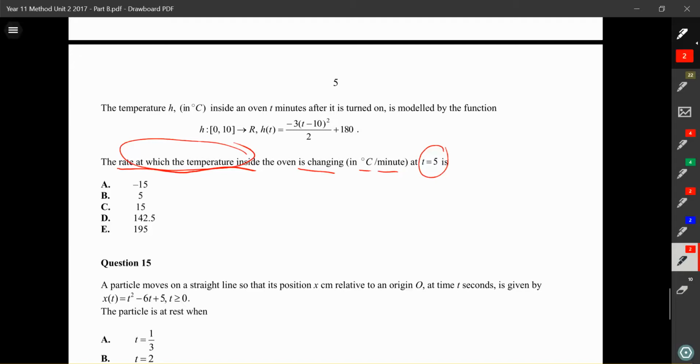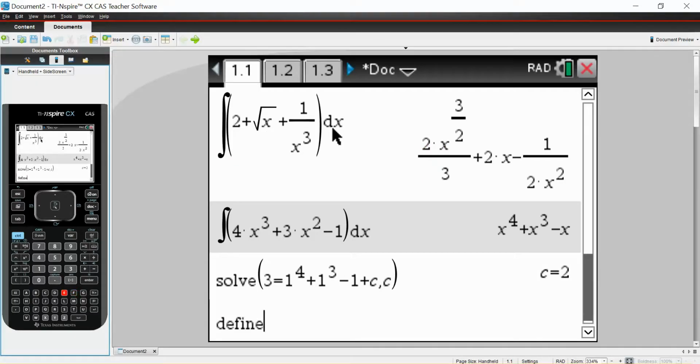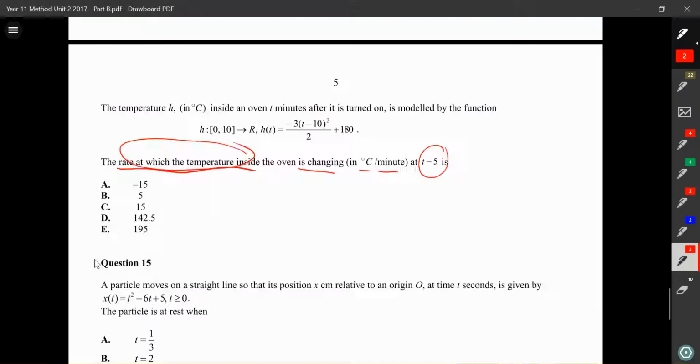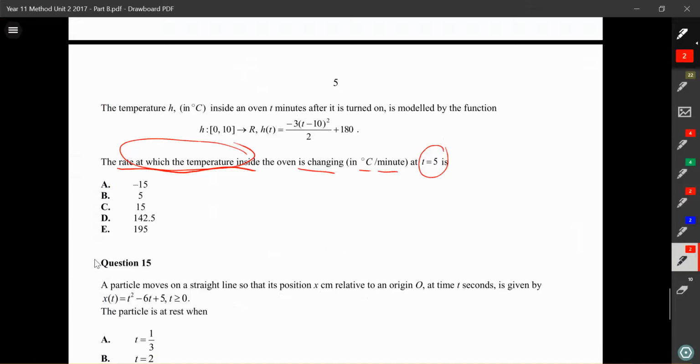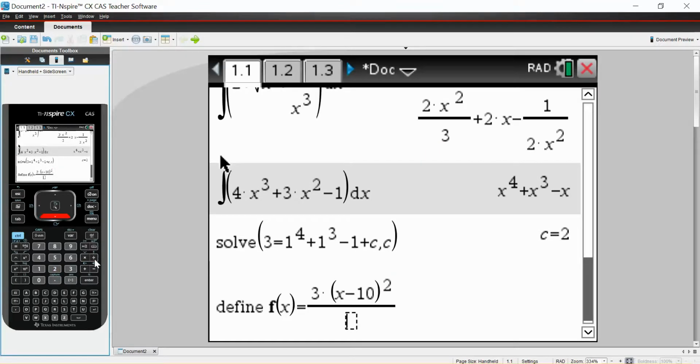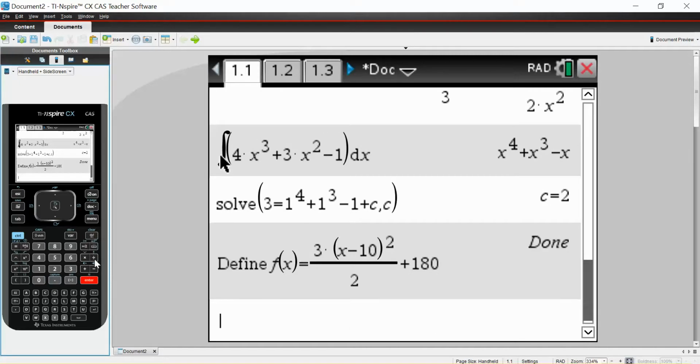So if I were to do this question, this is my equation, h of t, which I'll call y. I'm going to define f of x equals 3 times, you've got your fraction, so here we go, x minus 10, I know it's t, but I'm going to call it x anyway, squared, over 2, plus 180. So I've defined it. Then I want to find the derivative and solve it.